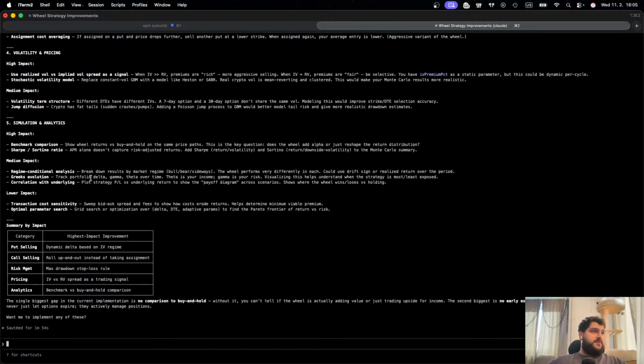An optimal parameter search. Grid search for optimization over delta, days to expiry. Adaptive params to find the Pareto frontier of return versus risk. Yeah, this is actually really cool.